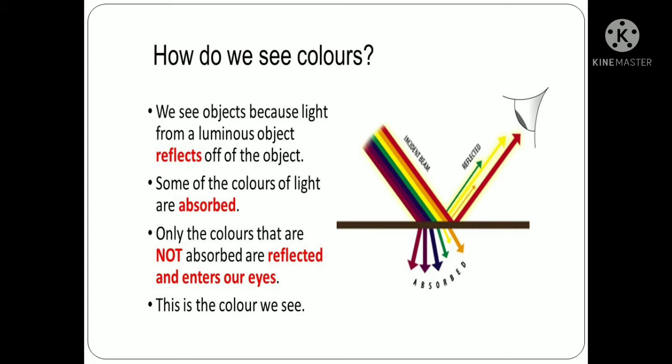Or you can take an orange. If one orange is in front of you, the whole light will fall on the orange, and the surface of the orange will absorb all the other colored light rays. It will not absorb the orange color, and that will be reflected to our eyes and we can see it.